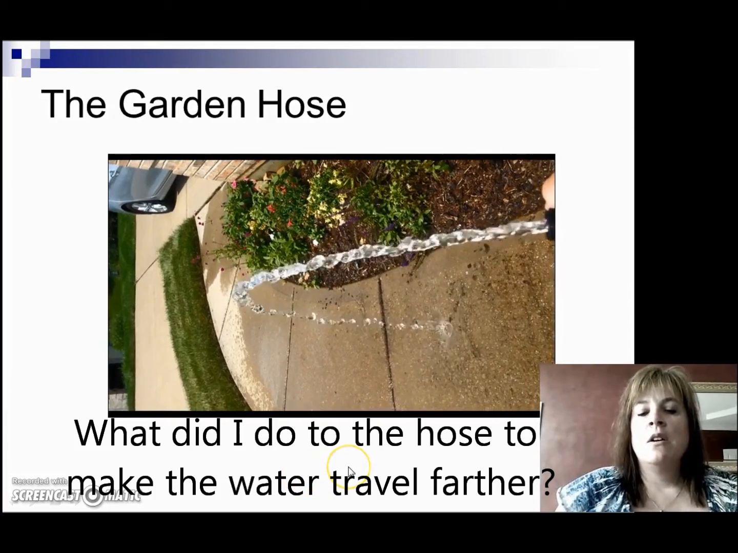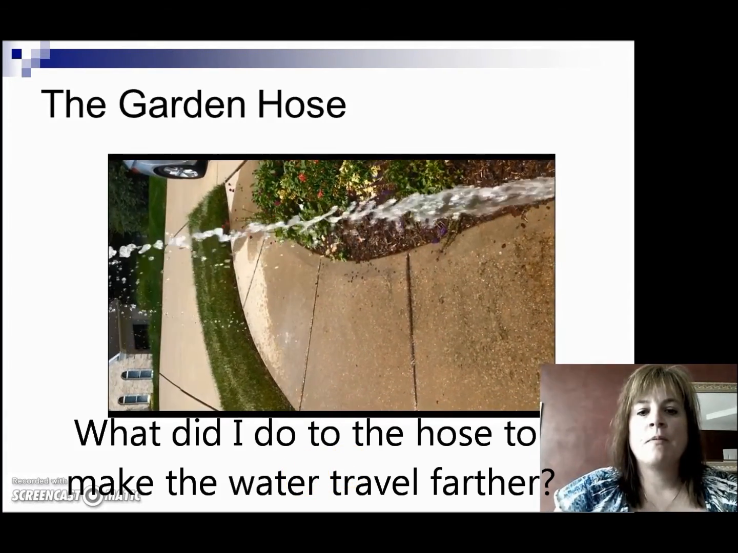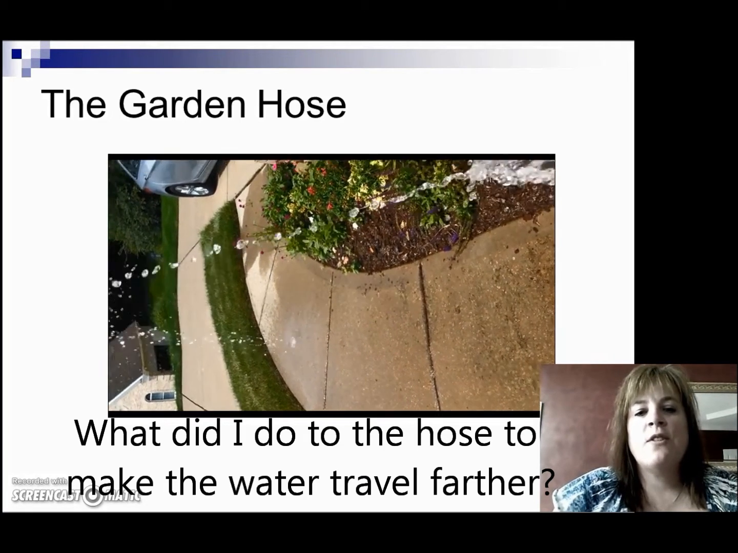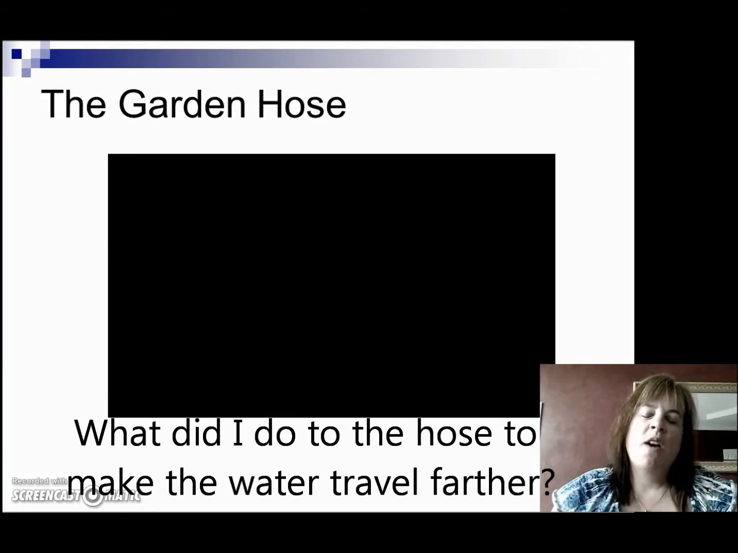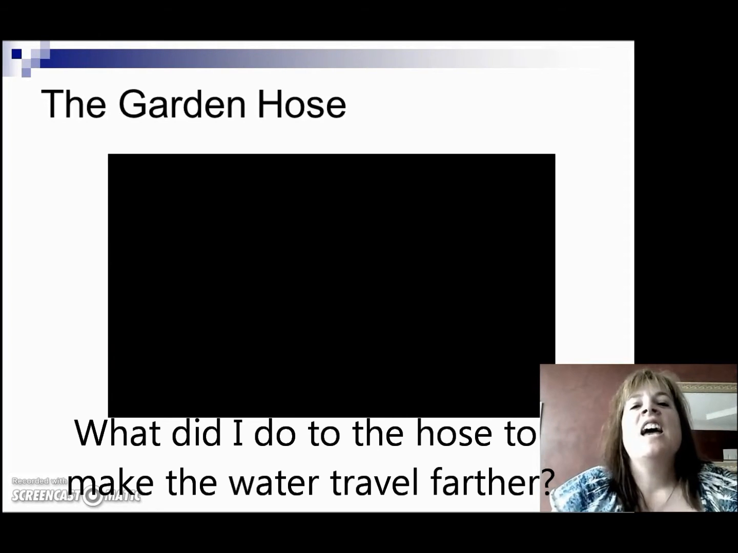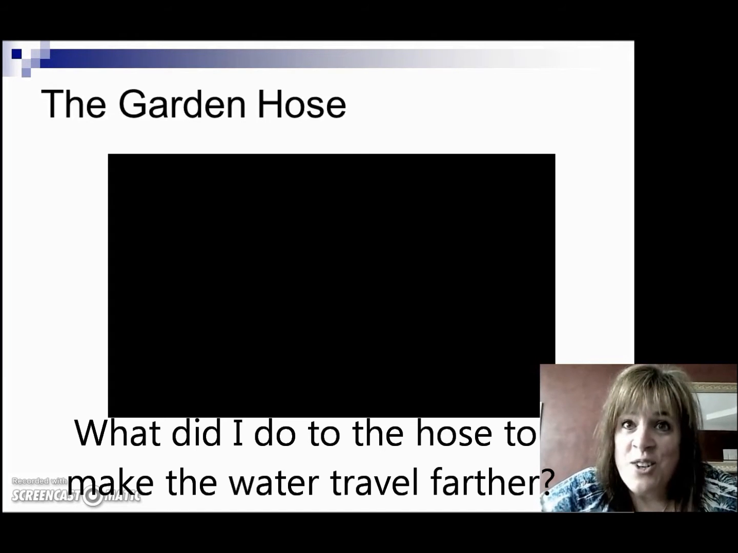I have water flowing out of a hose. What did I just do to make it do this? Now, I'm sure that if you've ever played with a hose, you've done this. You maybe wanted to squirt your friend, and so what did you do? You put your finger over the opening of the hose, and now the water went farther. Why did it go farther? Well, if it went farther, that must mean it's going faster.